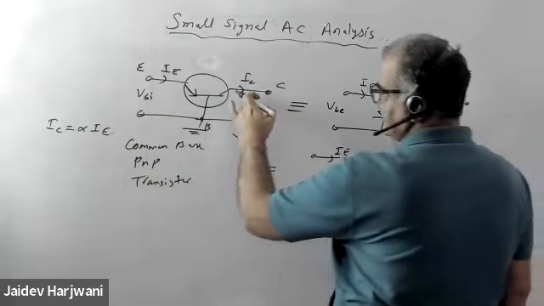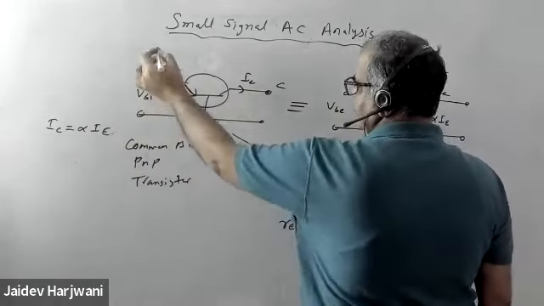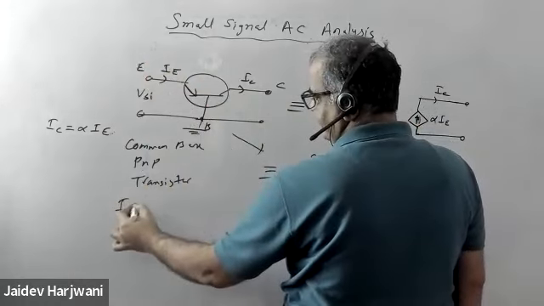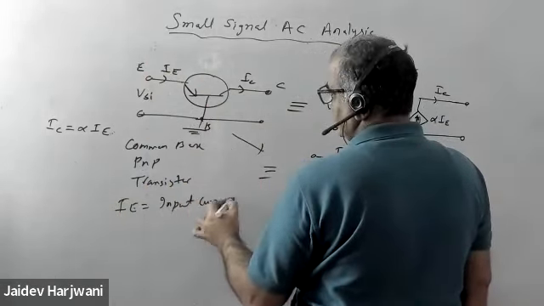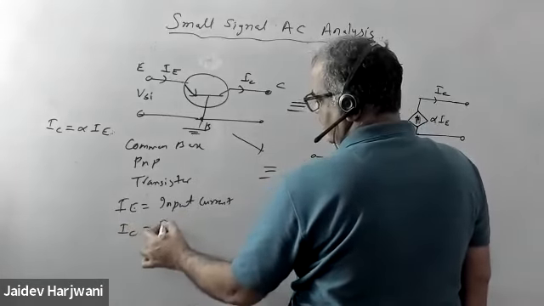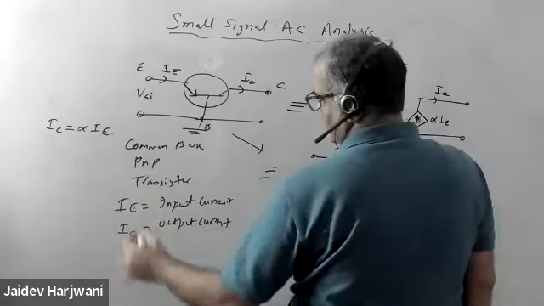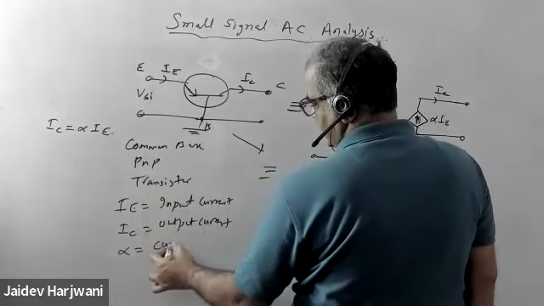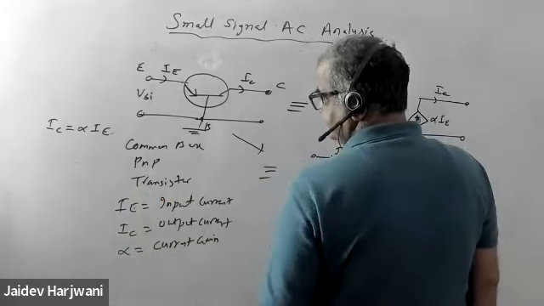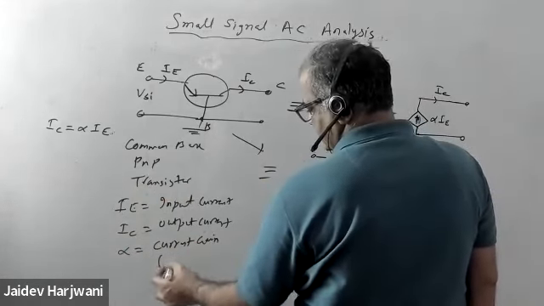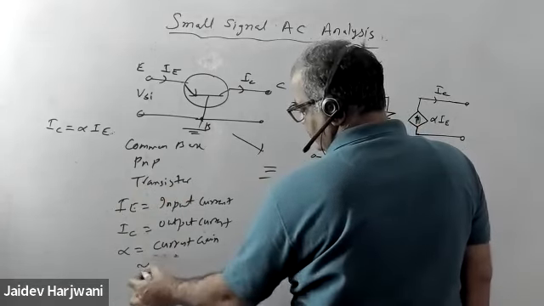Here you have a current. Alpha is a current gain. So I is the input current, IC is the output current, and alpha is the current gain in a common base transistor. So alpha is your current gain, whose value is almost equal to 1.